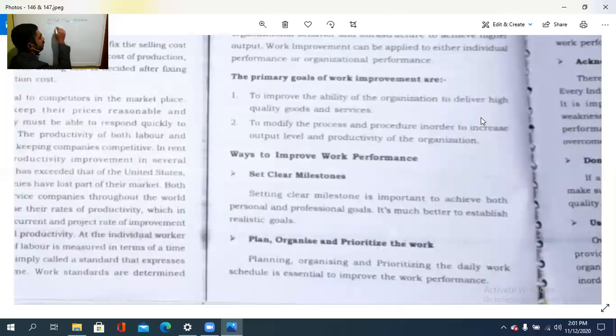So plan, organize and what is that? Prioritize. Complete the work in order of priority. So that is plan, organize and prioritize the work. That is the second point.